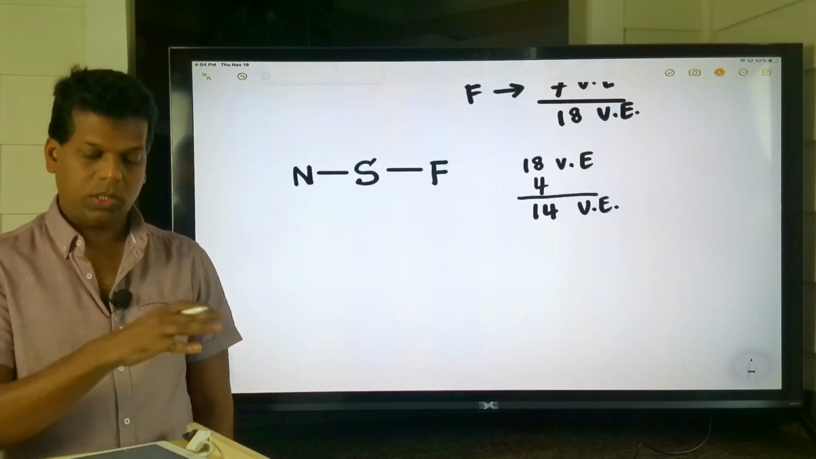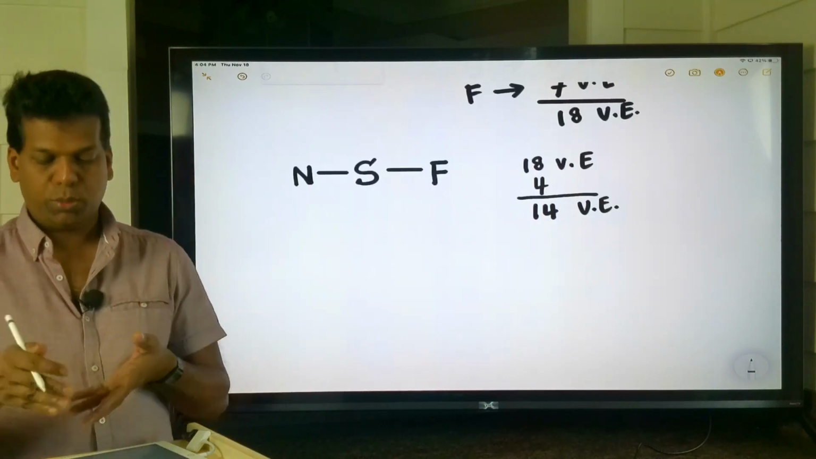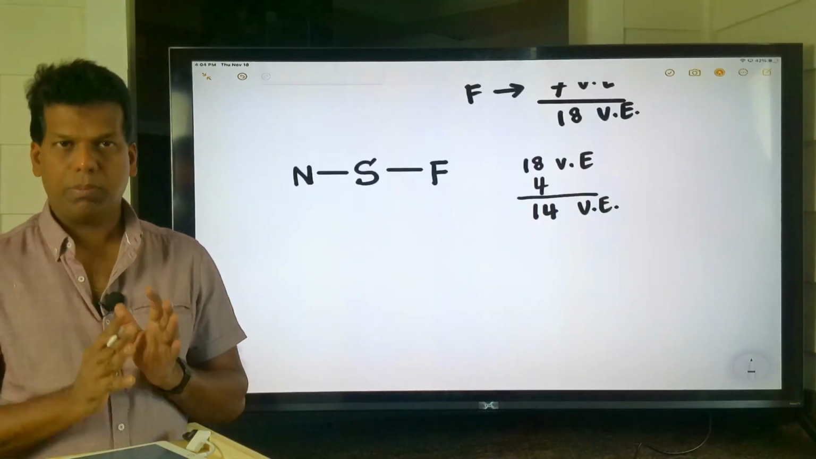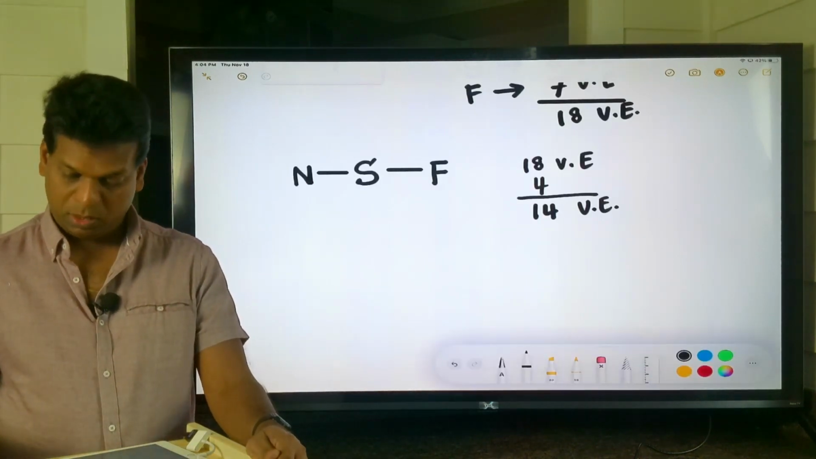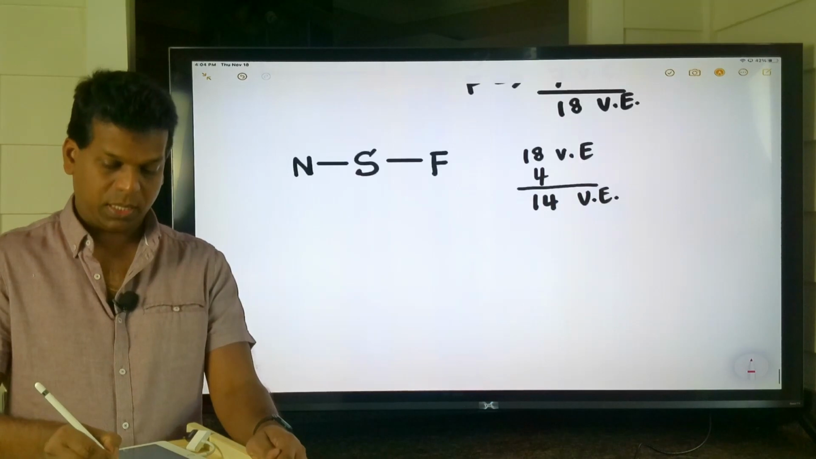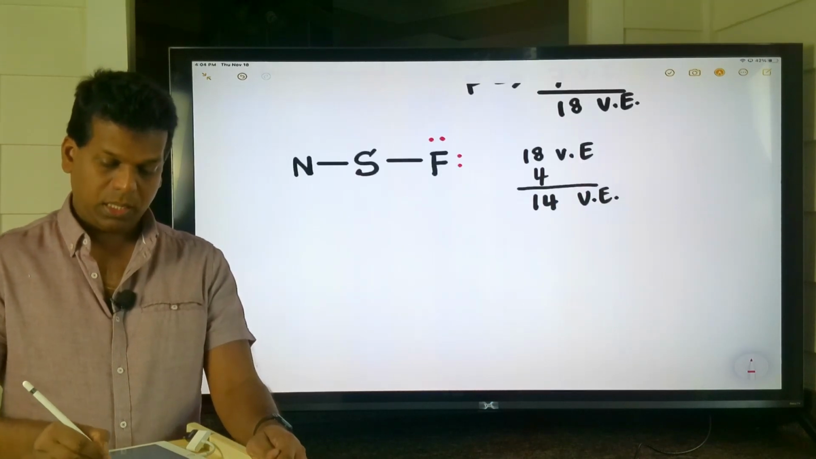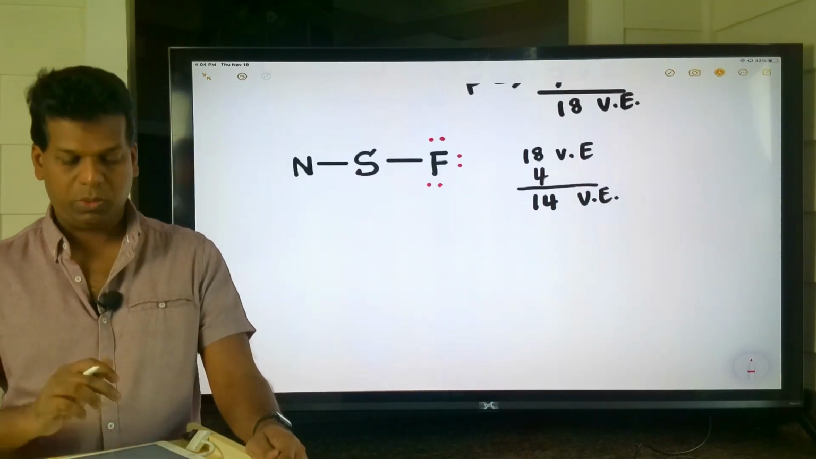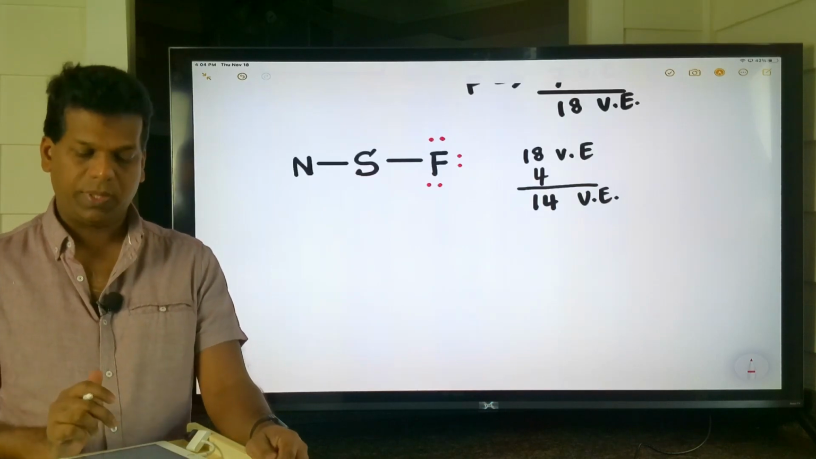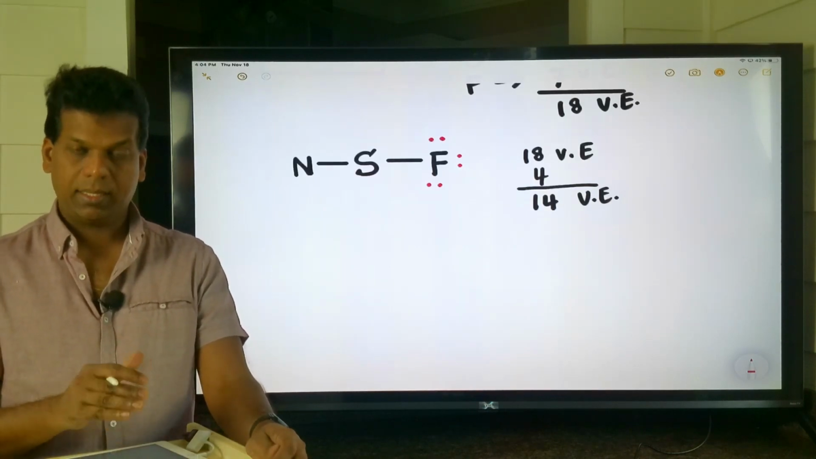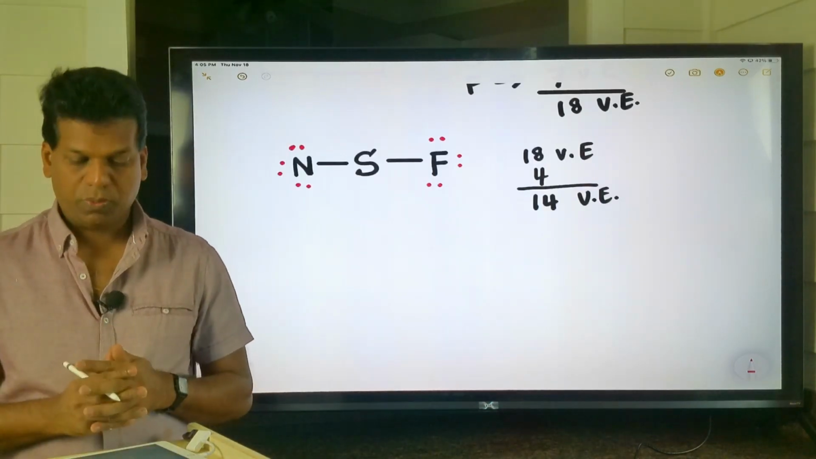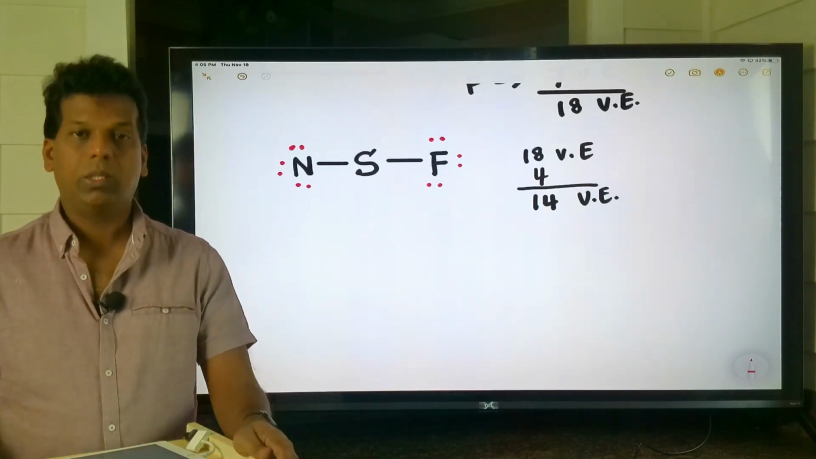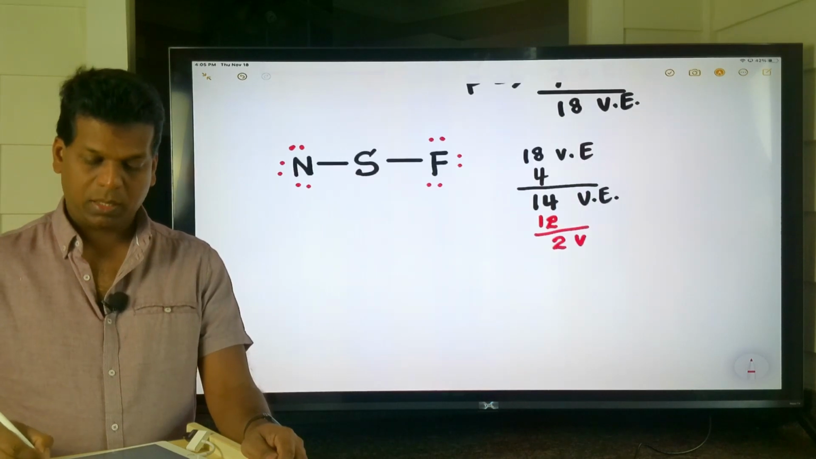Now you go to the terminal atoms and distribute these electrons. Basically you complete their octet. So there are 14 electrons. Let's go to fluorine first. Why? Because it is the most electronegative element. So we have to complete the octet of fluorine first. So used 6. There were 14. Let's go to nitrogen. So now out of 14 we placed 12. There are 2 valence electrons left.